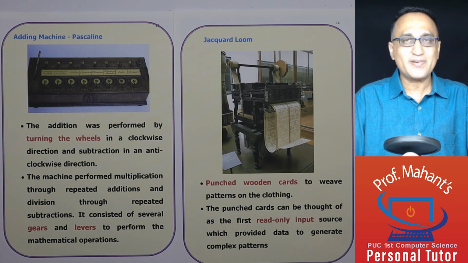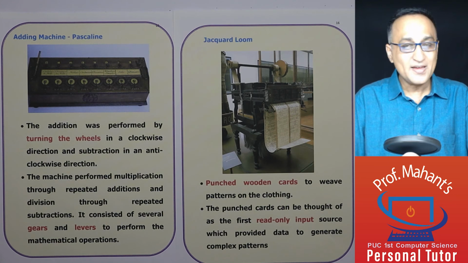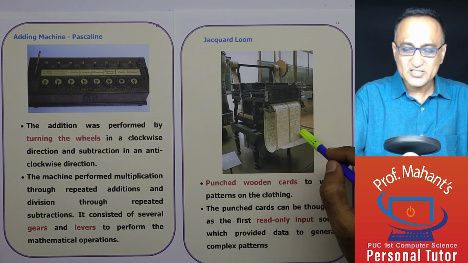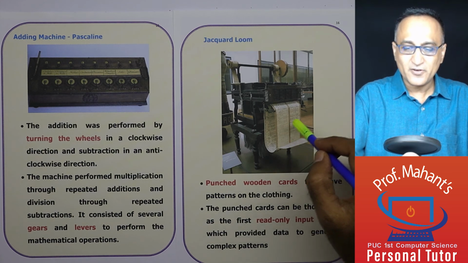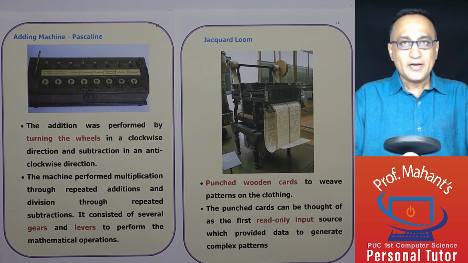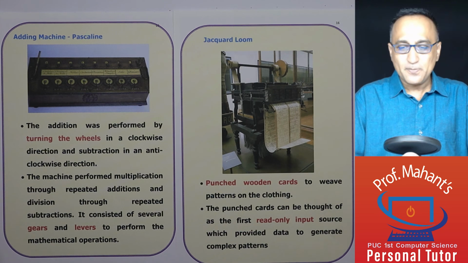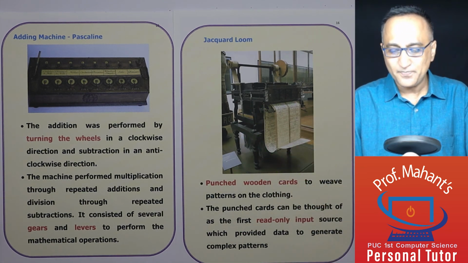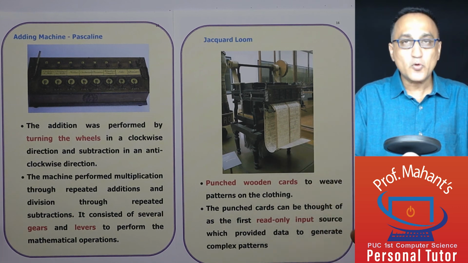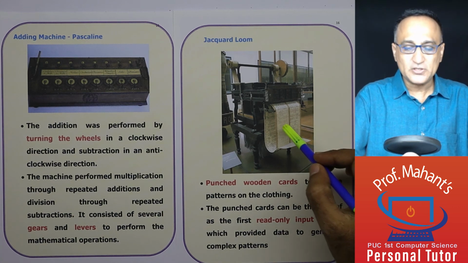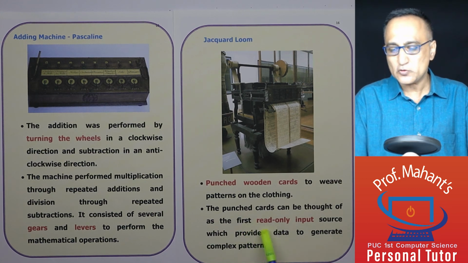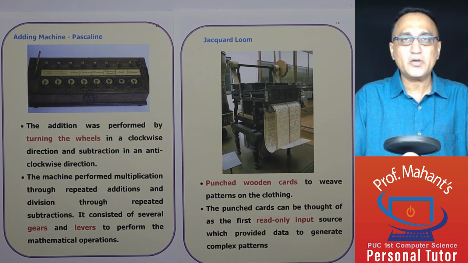Right now your input devices are keyboard, mouse and so on. At that point of time you never had the keyboard, mouse. So there were cards, wooden cards, where different holes indicated different patterns that had to be woven on the clothing material. So this punch card, you could only read the patterns using the designs or the dots on this punch card. So Jacquard Loom is the source of the first read-only input device.